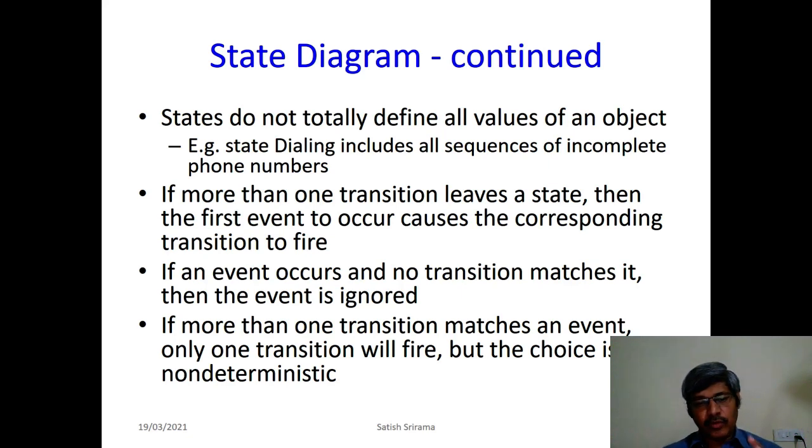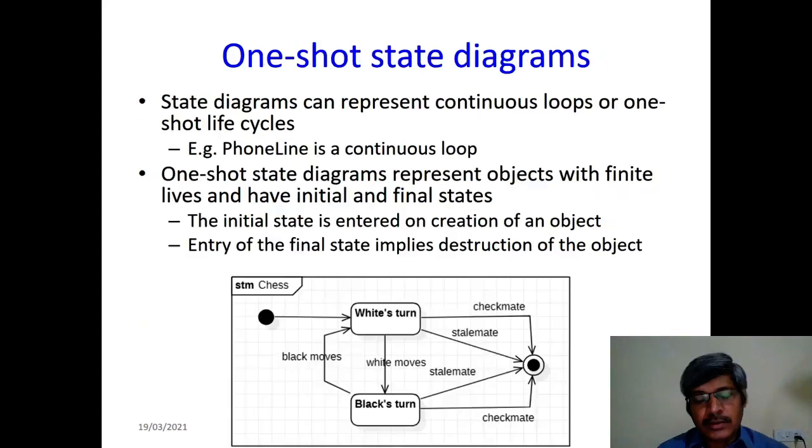At the same time, if more than one transition matches an event, only one transition will fire. But the problem is the choice is non-deterministic. It depends. Every time, it may choose something else. So you are not sure which transition happens. You don't know.